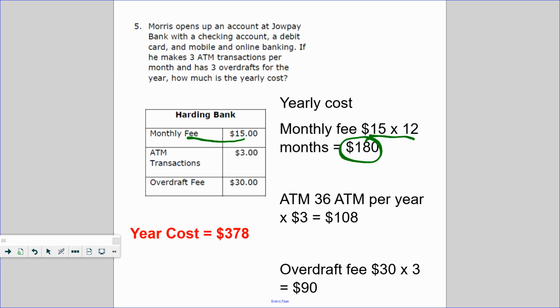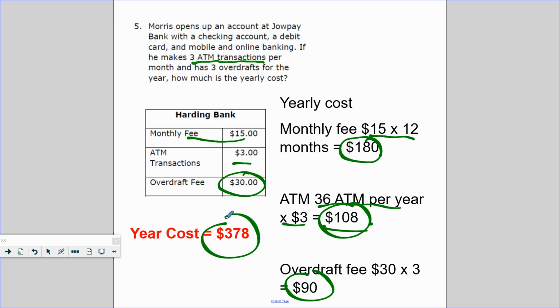So he goes to the ATM 3 times per month. So every month from January all the way to December, he goes 3 times per month. So that's 36 times per year. But it costs $3 every time he goes. 36 times 3 is 108. And then he has 3 overdrafts for the year, $30 for each one. That's $90. If you add up all 3 of these, $378.